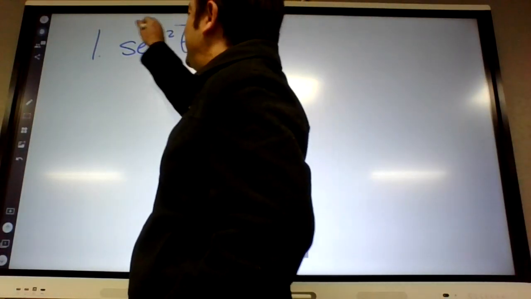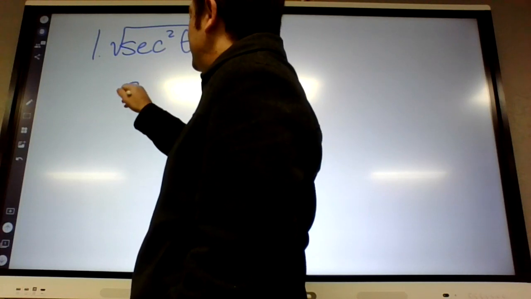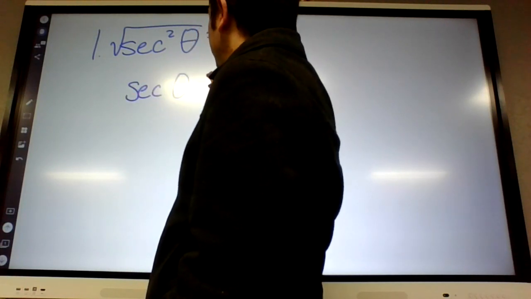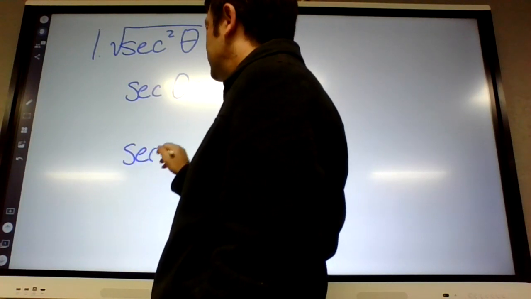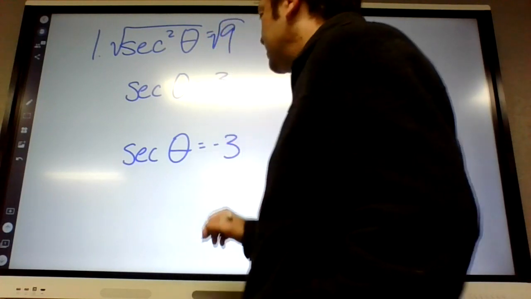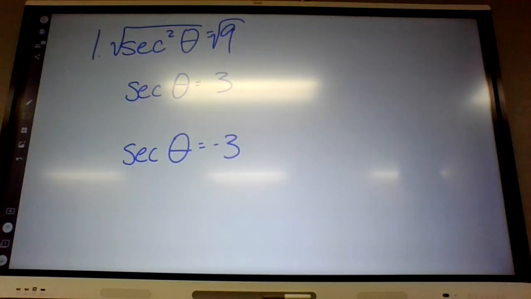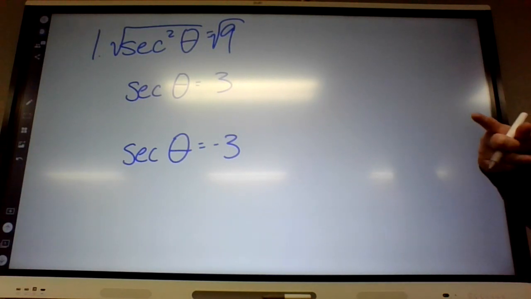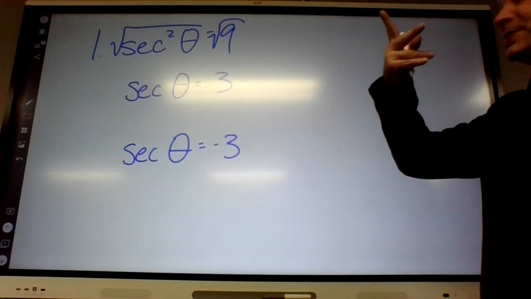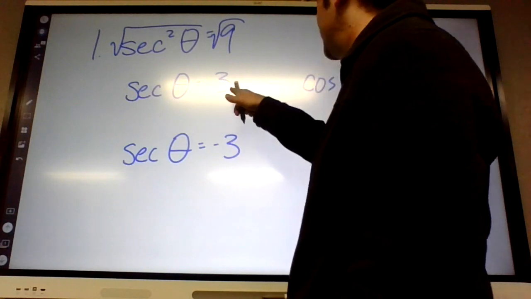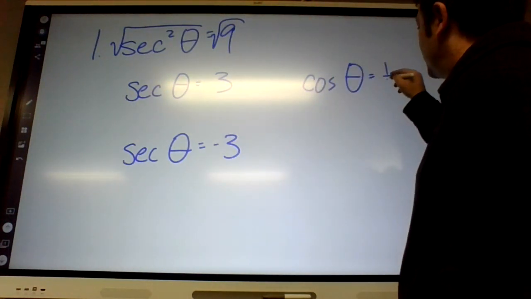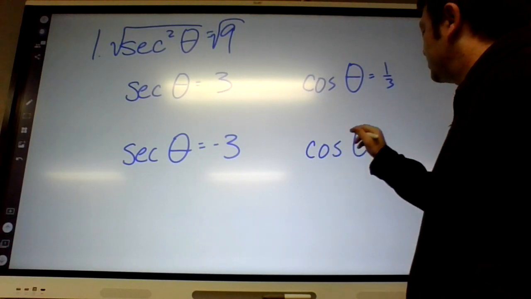Okay, so if I square root this side, it's secant equals what? Plus or minus. Positive 3 or negative 3. Okay, and we gotta solve these both. Secant's not on our calculator, so what do we need to do? 1 over cosine. The reciprocal of secant, the upside down version of secant, is cosine. But if you flip this upside down, you have to flip that upside down. So it's cosine of theta equals 1/3, or cosine of theta equals negative 1/3.